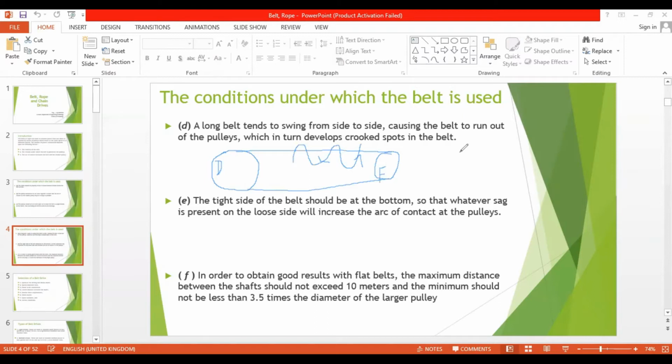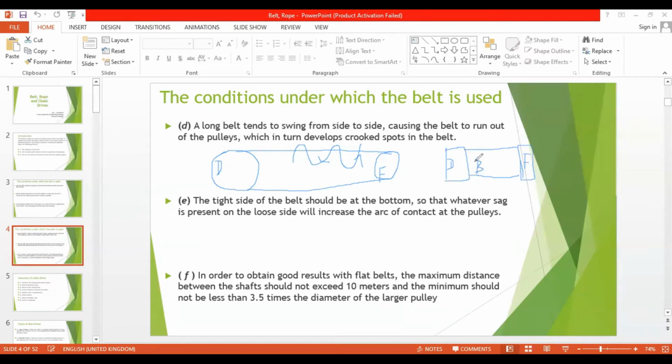If I draw a top view, this is your pulley, and the belt would be slightly lower than the cross section of the pulley. This is a top view. You can just imagine: this is the driver and this is the follower. This is our belt, running over the pulleys.